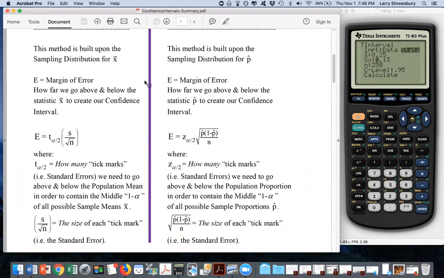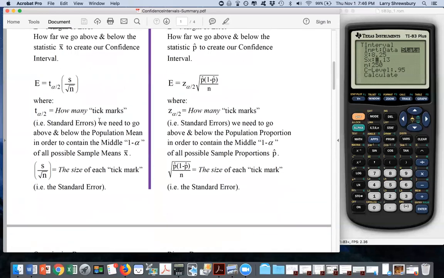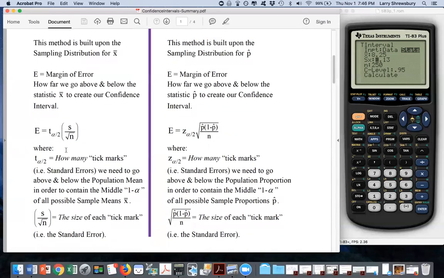Now, margin of error, that's that equal distance you're going above and below your sample mean over here or sample proportion over there. And so if you do that a few times, now that margin of error, this may look complicated, but really isn't. This right here is the standard error. That's the size of each of the tick marks, your standard error. This funny looking thing is the critical value. That's just the number of tick marks you go. Well, if you take the number of tick marks and multiply by the size of each one, that gives you the distance you're going above and below your sample mean.